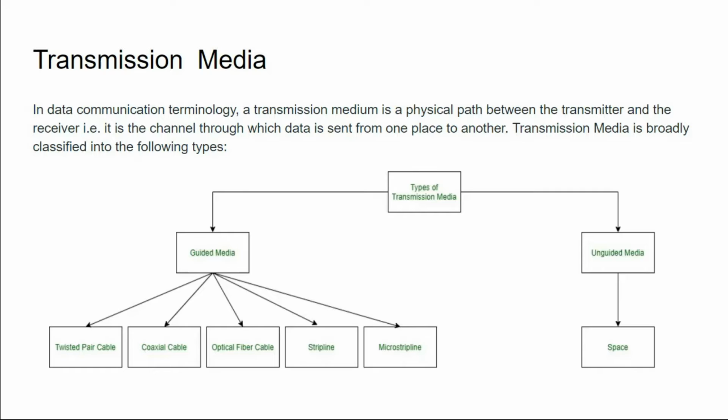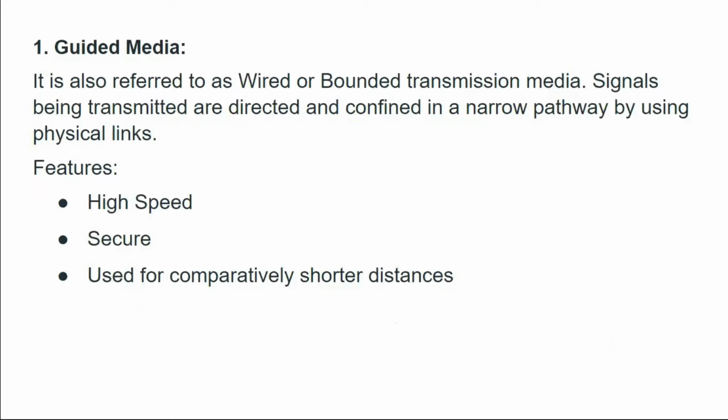In this session, we are going to see only the guided media, and in the next session, we will see the unguided media. So what is a guided media? It is also referred to as wired or bounded transmission media. Signals being transmitted are directed and confined in a narrow pathway. It can be unidirectional, sometimes bidirectional, but the pathway will be a narrow pathway.